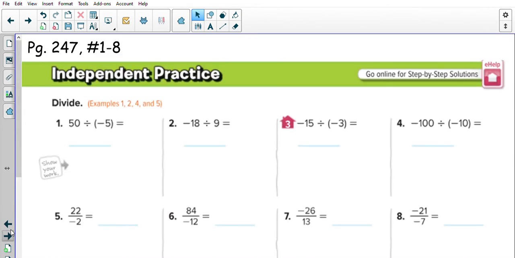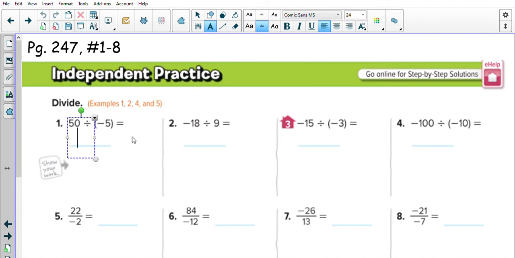All right. I also have 8 questions here for you to try. Pause the video and give these 8 questions a try. How do we do? These are a little bit easier since we're only doing 2 numbers. Number 1, since the signs are different, I know my answer is going to be negative. 50 divided by 5 is 10. My solution will be negative 10.